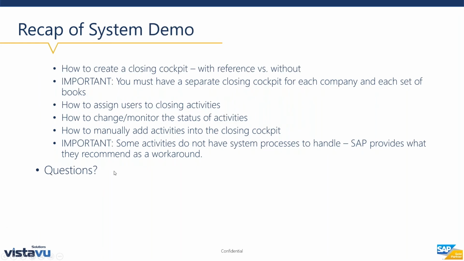And a recap of the demo, we went through how to create a closing cockpit with reference and without. The one thing that's important to note is you must create a separate closing cockpit for each company and each set of books. We looked at how to assign users to closing activities, how to change and monitor the status of these activities, as well as how to manually add activities into the closing cockpit. And one of the last things we looked at was how some activities do not have the system process to handle those activities. So SAP provides what they recommend as a workaround.